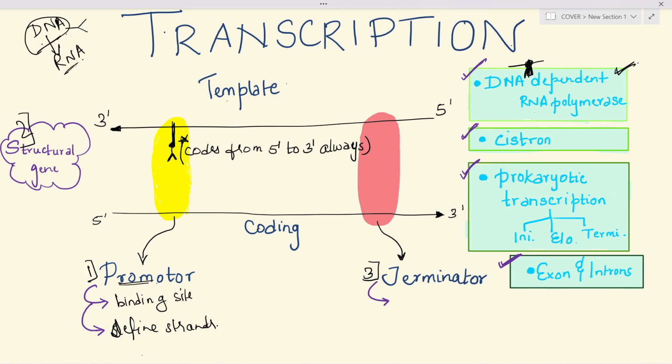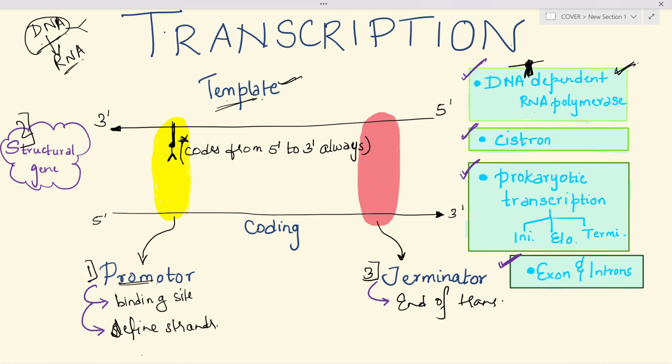Only when it goes from 5 prime to 3 prime direction, only then can the 3 prime to 5 prime strand, called the template, and the 5 prime to 3 prime, the coding strand. So we got the two functions of the promoter. The terminator has only one function, that is end of transcription. So it's just responsible to end the transcription process, and that is how the promoter and terminator are defined.